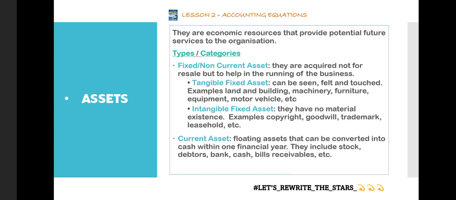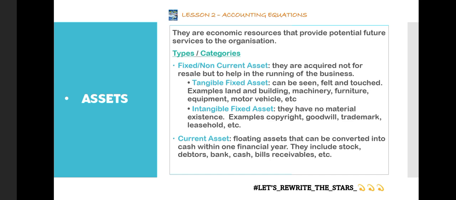So anything within the organization that is expected to be converted into cash within a financial year, that means you shouldn't go beyond one financial year, is what we term as a current asset. Examples include stock. Stock basically refers to the things that the business is selling or dealing in. If it's a service, the services that the business is providing. It is expected to be converted within a financial year.